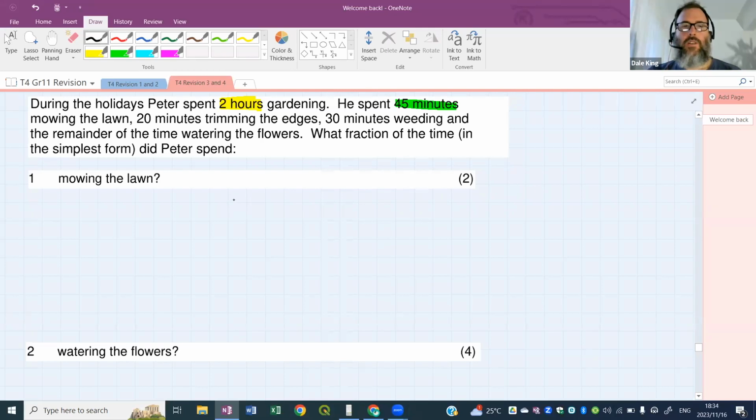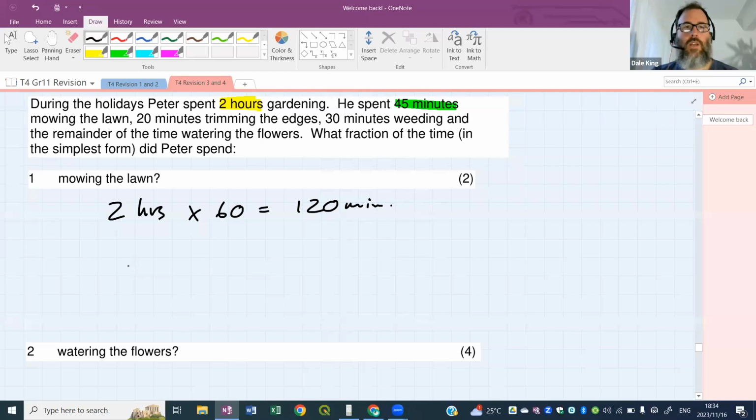So what fraction, in simplest form, did Peter spend mowing the lawn? Let me help you with this, guys. First of all, we've got 45 minutes of mowing the lawn and 2 hours in total of gardening. It keeps coming up over and over again: you've got to make sure your units are the same. We've got minutes on the right-hand side and hours on the left. We can't have that. So we're going to change our 2 hours into minutes. We multiply by 60 and we get 120 minutes. Now we can work with this.